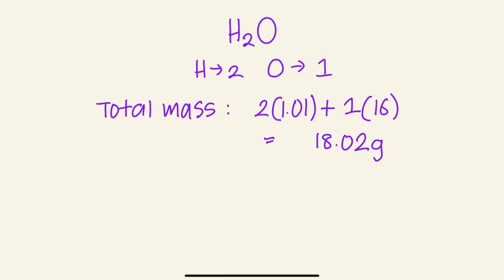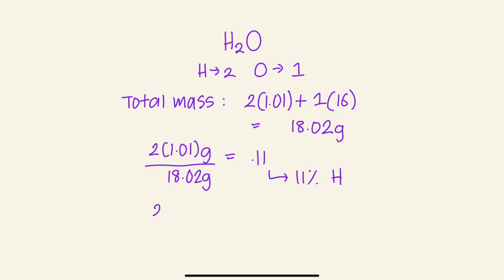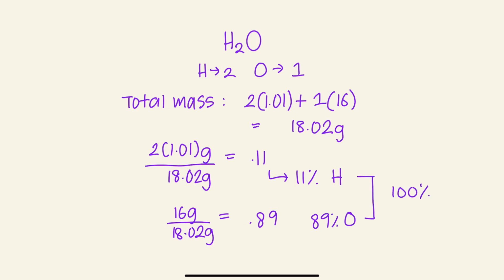Now I'm going to divide what hydrogen contributes to the mass by the total mass. So hydrogen contributes 2 times 1.01 grams to the 18.02 grams. If we divide that, we get about 0.11, and so that becomes 11%. So this compound is 11% hydrogen. If we divide what oxygen contributes over the total mass of the compound, we get 0.89. So that's 89% oxygen. And these indeed do add up to 100%.